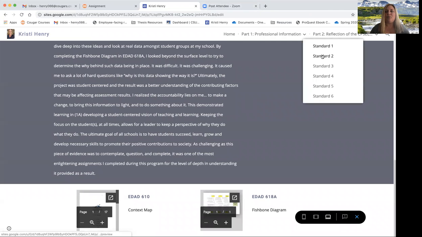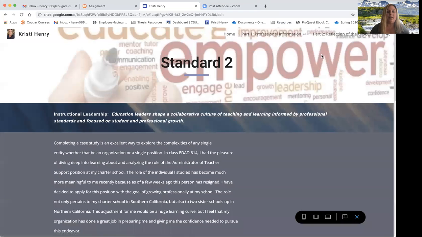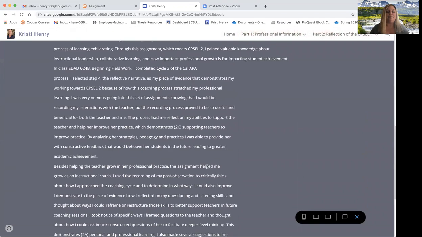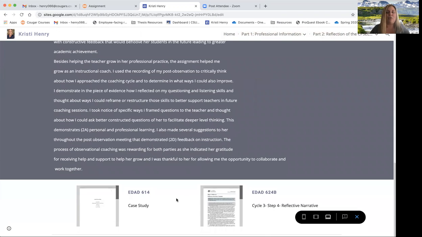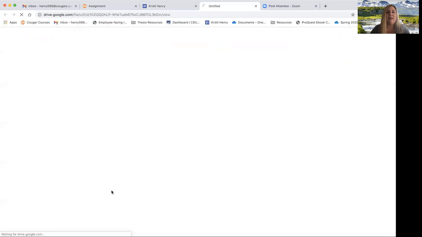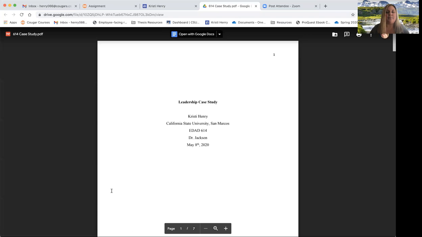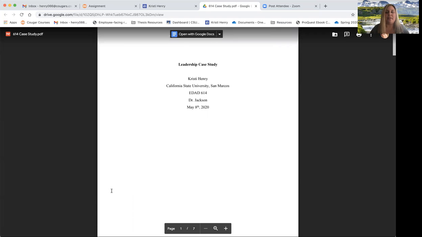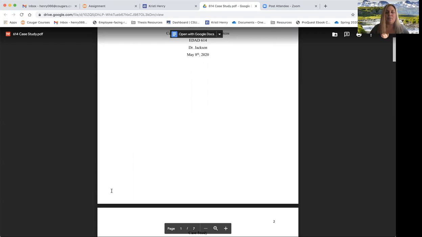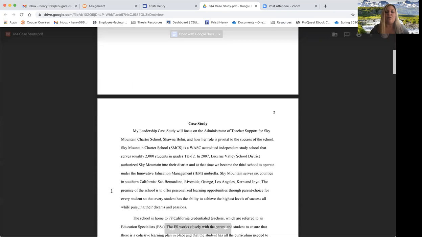Okay, moving on to standard 2, instructional leadership. Education leaders shape a collaborative culture of teaching and learning informed by professional standards and focused on student and professional growth. I have my reflection here. And I chose 2 artifacts. The first was a case study from EDAD 614. And in this case study, I looked at one of the leaders at my school and evaluated her position and what she does in her role.